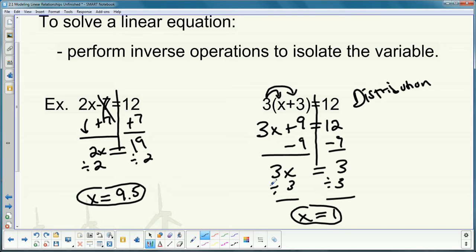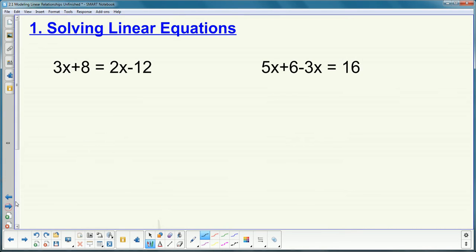Also, the other thing I'll add is, remember, there's an easy way to check this. You would take that 9.5 and plug it back in. So 2 times 9.5 minus 7 would give us 12. And over here, if we plugged it in, 1 plus 3 would be 4. 3 times 4 would be 12. Okay, so those are 2 examples.